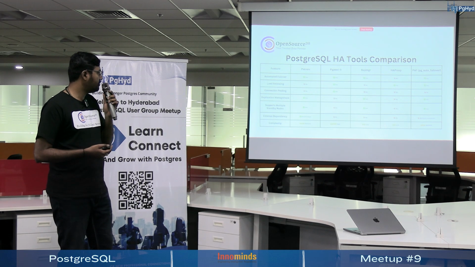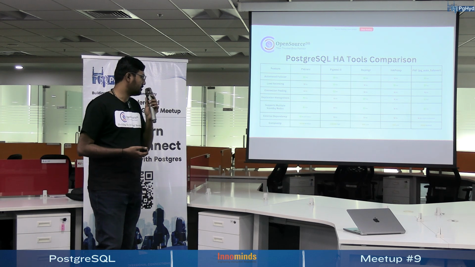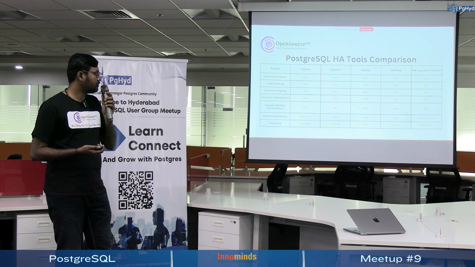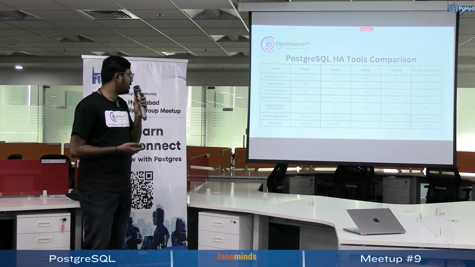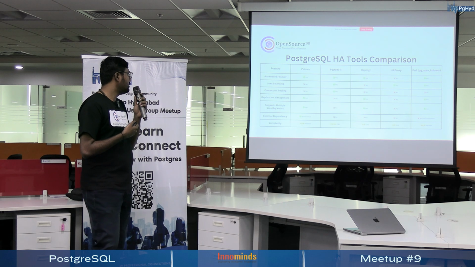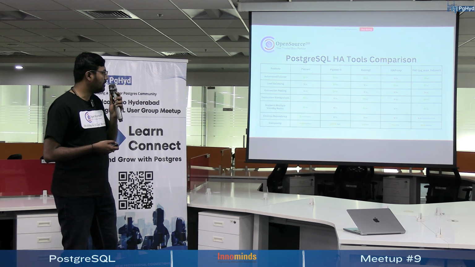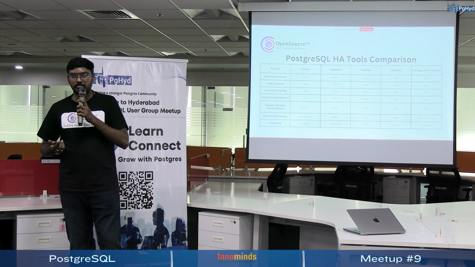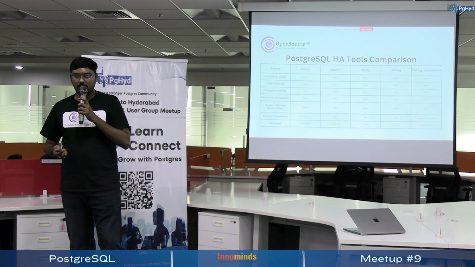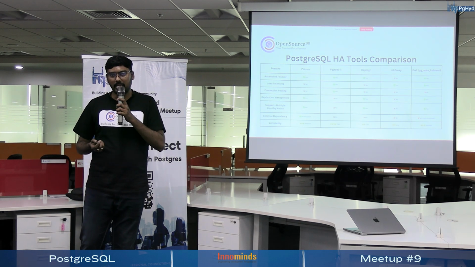PgPool is very good for connection pooling and load balancing, but it is very difficult to maintain. And repmgr has high availability with auto failover, and also has replication management. Standby nodes can also be managed, but it doesn't have a fencing system. What I mean by a fencing system is, if the primary goes down, it can switch to a standby and make it the primary.